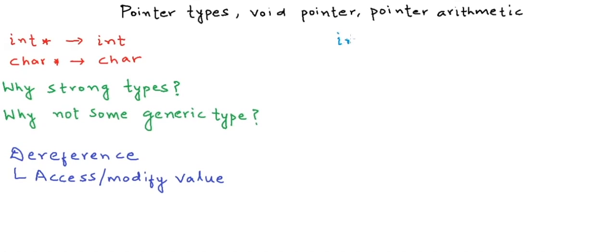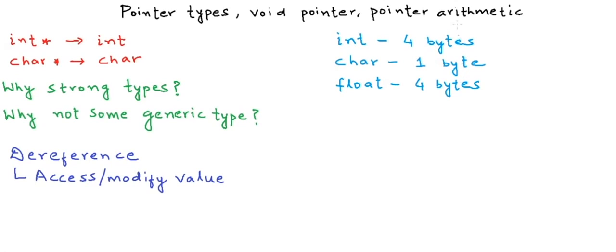Now, as we know, data types have different sizes. Like in a typical modern day compiler, an integer is stored in 4 bytes. A character variable is stored in 1 byte. A float is again stored in 4 bytes. And these variables differ not only in their sizes, they also differ in how we store information in whatever bytes are available for these variables or data types.